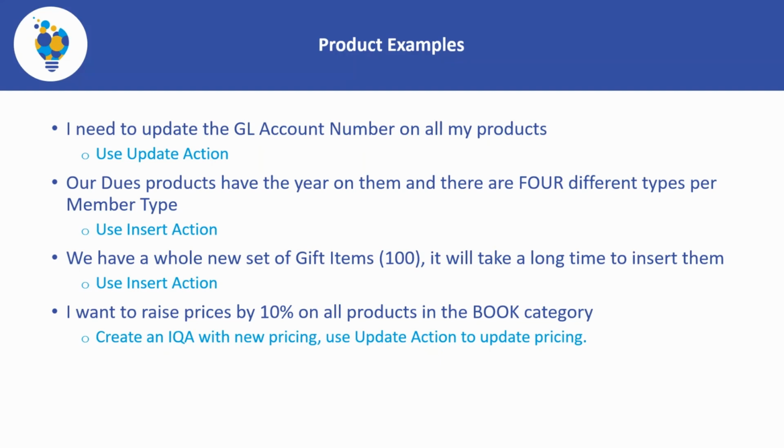We have a whole new set of gift items, a large set, and this is not something we want to do manually. No worries, you can use the insert action and bring in all those gift items. I want to raise prices by 10% on all products in the book category. So with this example, you're going to create an IQA that calculates that new price, and then you're going to use the update action to actually update those prices within iMIS.